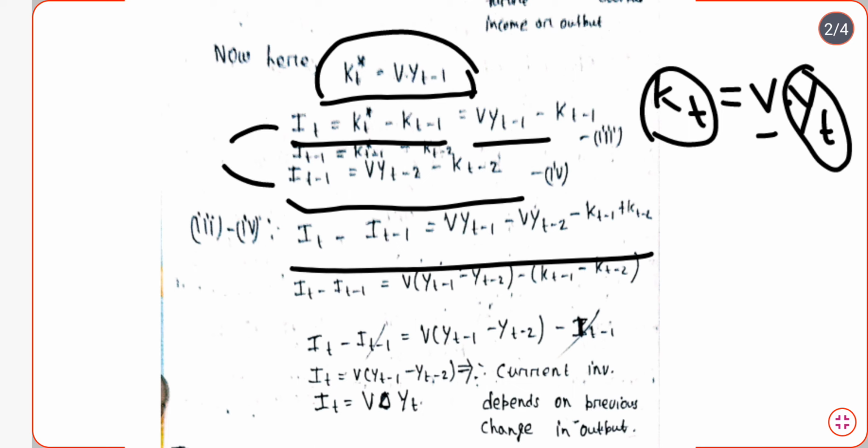Similarly, kt minus 1 will be cut down, and we are getting it is equal to v into yt minus 1 minus yt minus 2. That means here our current investment is basically a function of change in output, but in this case the outputs are not of the current period, but the outputs are of the previous period and the year back of the previous period. So that is the yt minus 1 period and the yt minus 2 period. We are going to talk about these two periods.